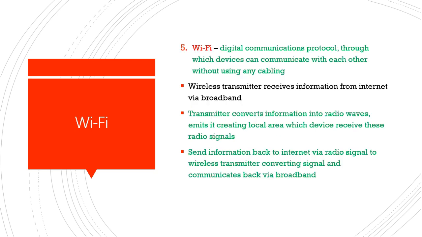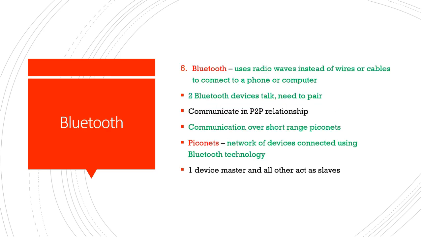The fifth one is Wi-Fi, otherwise known as wireless fidelity, I believe. This is a digital communication protocol through which devices can communicate with each other without using any cabling. A wireless transmitter will receive information from the internet via broadband. The transmitter will convert the information into radio waves, emitting them and creating a local area in which a device will receive these radio signals. Devices will send information back to the internet via a radio signal to the wireless transmitter, which converts the signal and sends communications back via broadband.